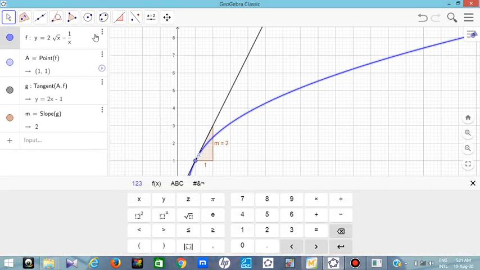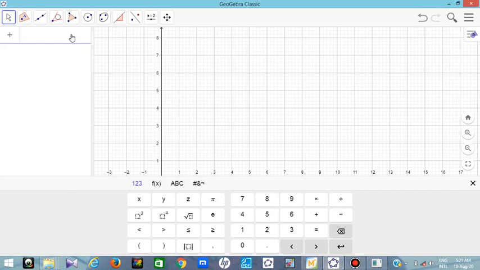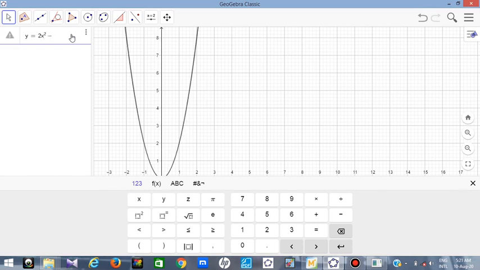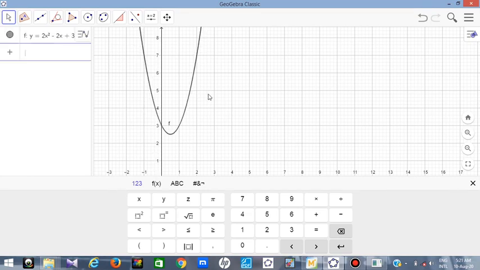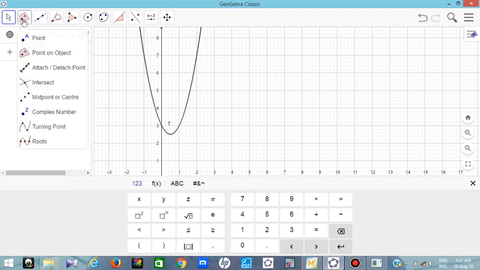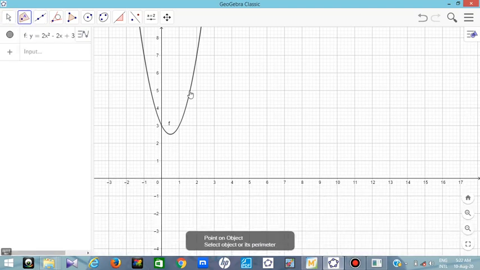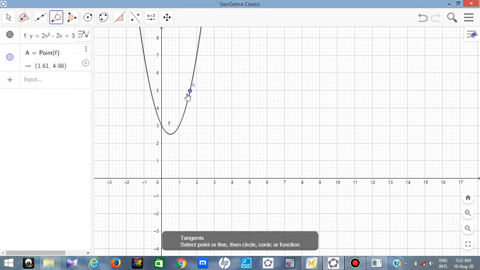Let me delete what we have done before. If I have y equals 2x squared minus 2x plus 3, I'm going to get this. This is the function. We said gradient is 2, but before we do that, let's get a point, and let the point be 1 and 3. If I get a point on this graph and get a tangent to that point, which is this.